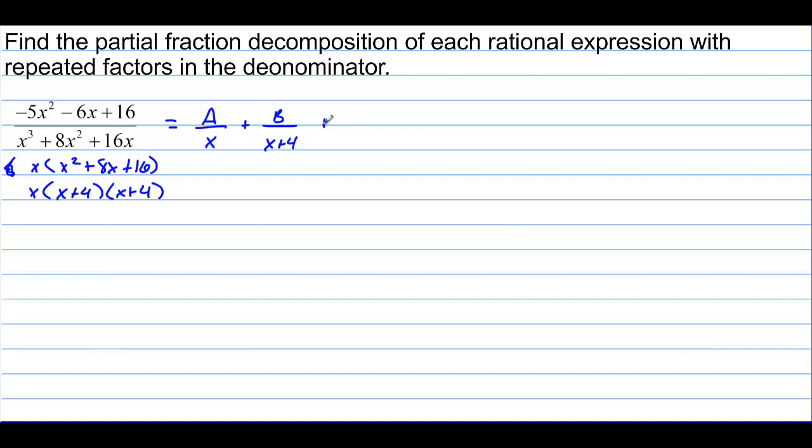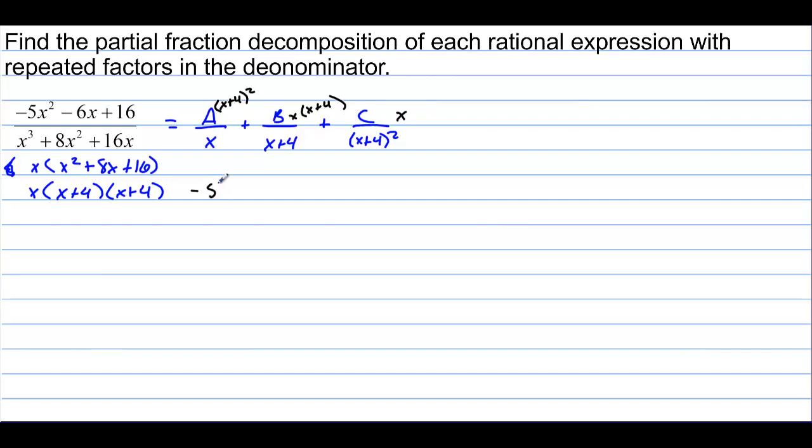And here's the tricky part. Now we write plus c over x plus 4 squared. And then if there was another x plus 4, we'd have it to the first power, to the second power, and then we'd write another one to the third power. Well, let's get the common denominator on this one. This one needs an x plus 4 squared. This one needs an x and an x plus 4. And this one just needs an x, on top and bottom, of course.